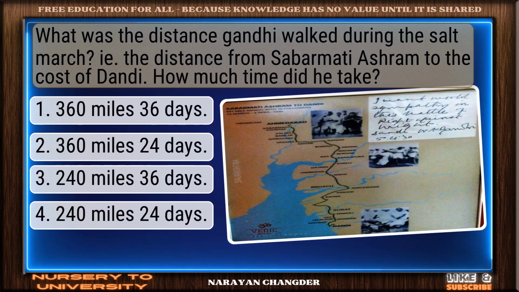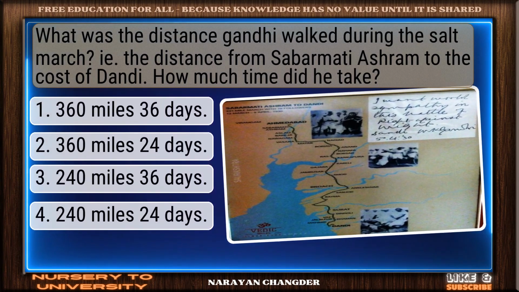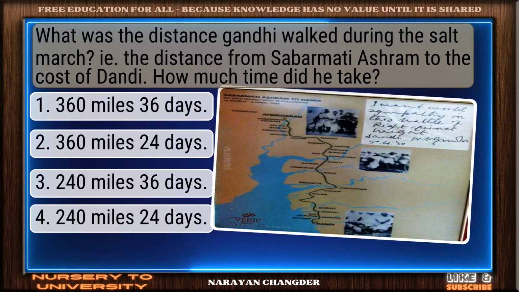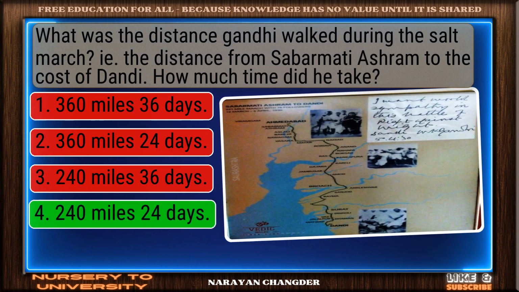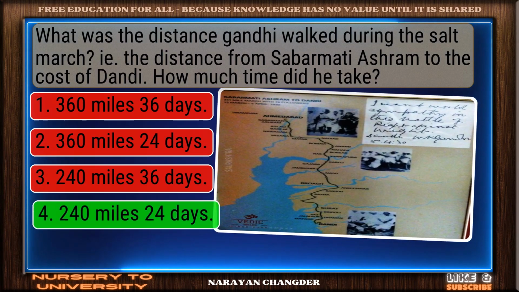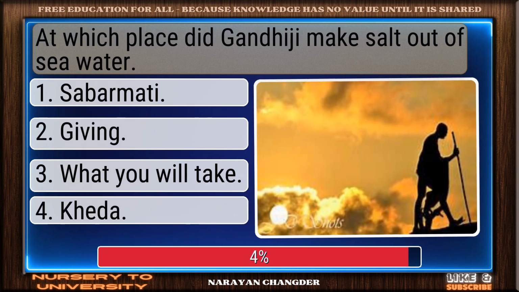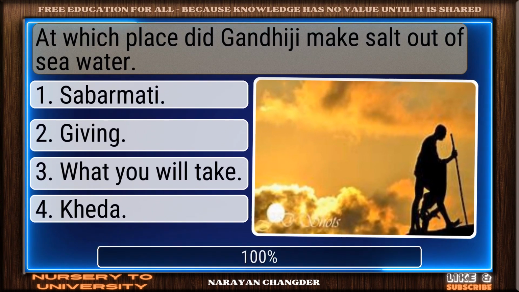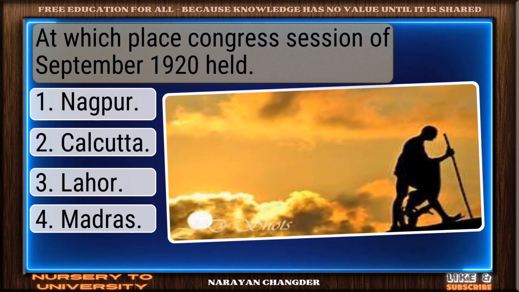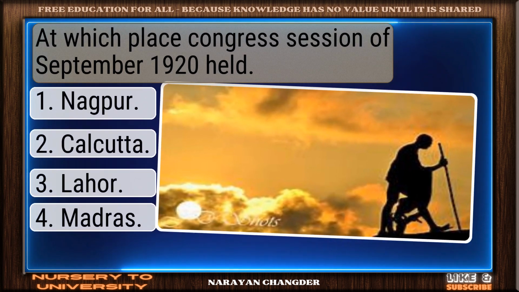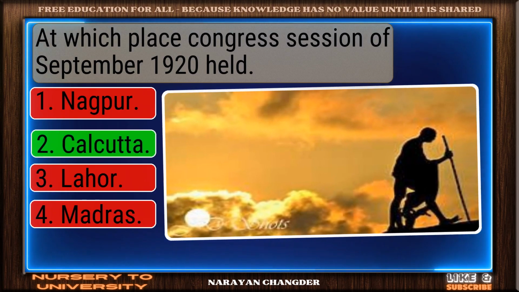What was the distance Gandhi walked during the Salt March? The distance from Sabarmati Ashram to the coast of Dandi. How much time did he take? Right choice. 240 miles, 24 days is best. At which place did Gandhiji make salt out of seawater? Solid response. Dandi is valid. At which place Congress session of September 1920 held? Right again. Calcutta is valid.